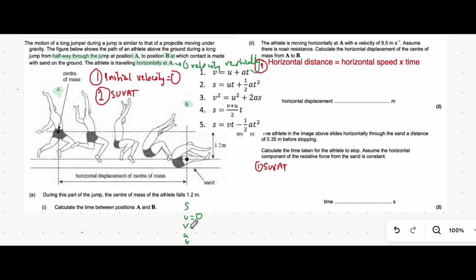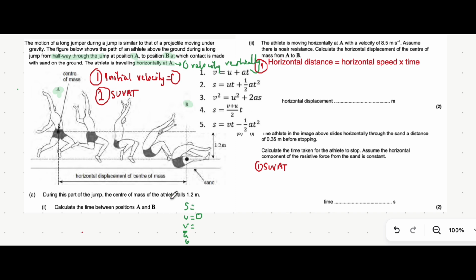V in this case is the final velocity at B when the contact is made with the ground. We don't know that actually, and it won't be zero because that's the velocity after everything's complete. Final velocity actually stands for the velocity just before it hits the ground. Try not to get confused with that.